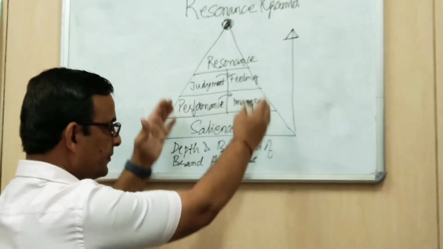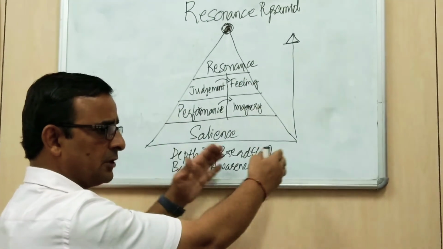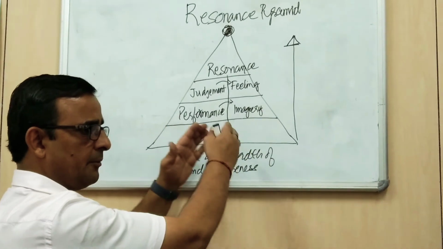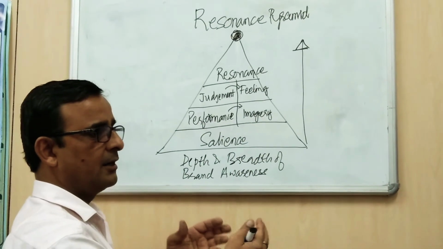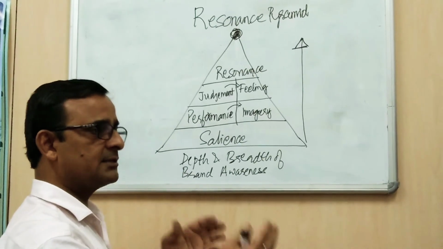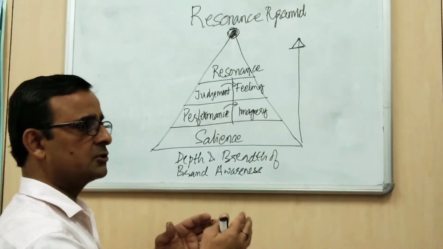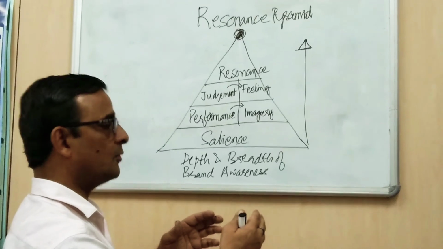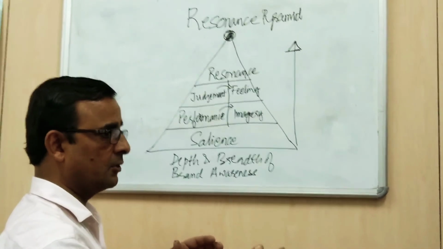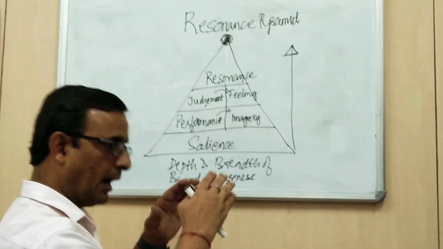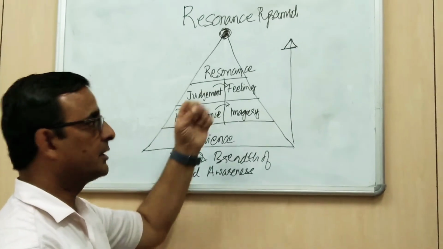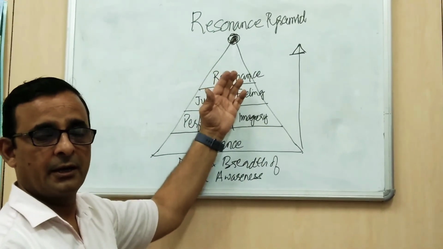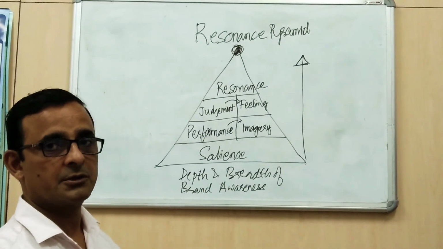So this pyramid shows how the campaign the company designs must balance imagery and performance, and also feelings and judgment, ultimately building a strong, positive and unique resonance and loyalty in the mind of the consumer for the long term.